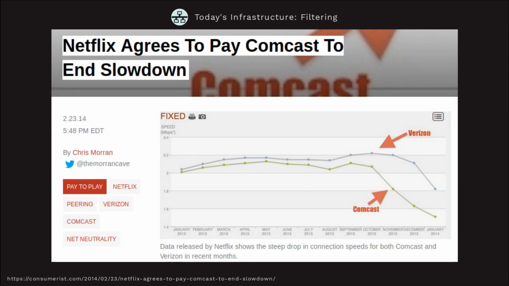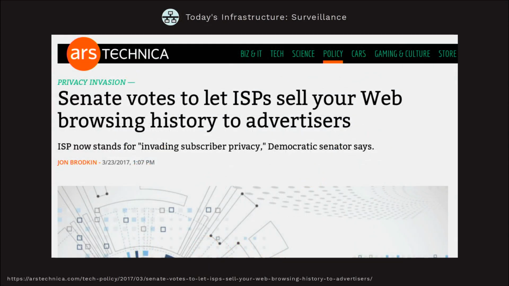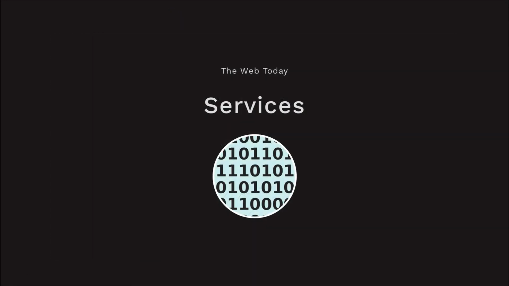Filtering may mean targeting certain kinds of traffic and slowing it down or speeding it up. Censorship is another kind of filtering. Censorship at the infrastructural level is mostly dictated and in many cases carried out by government agencies. This is a flowchart that the Chinese government uses to assess online content. When I say surveillance, surveillance covers all types of data collection, whether it's for profit or for social control. Let's move on to services.